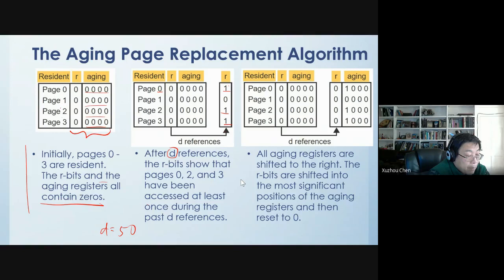It could be referenced once or could be referenced 20 times, but it doesn't matter. Within the last 50 page references, if the page has been referenced once, twice or 3 times, it doesn't matter. As long as it's referenced, the R bit changes to 1. So you only count whether the page has been referenced or not in the last 50 page references. You cannot tell whether it's referenced once or 20 times, because it's only 1 bit.